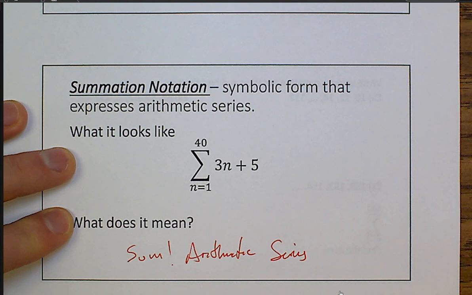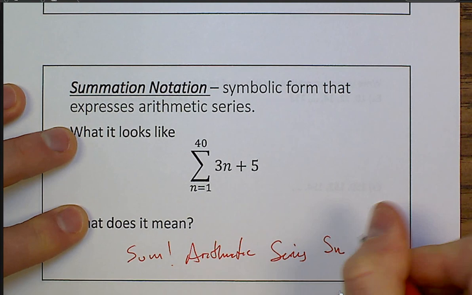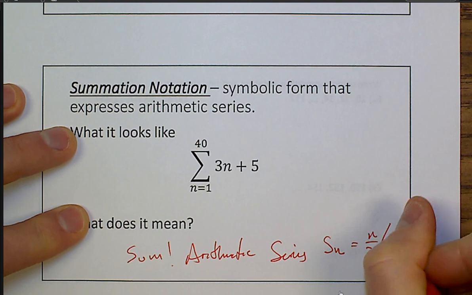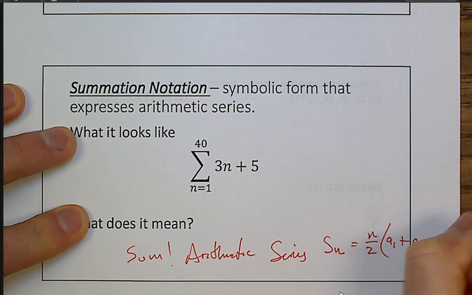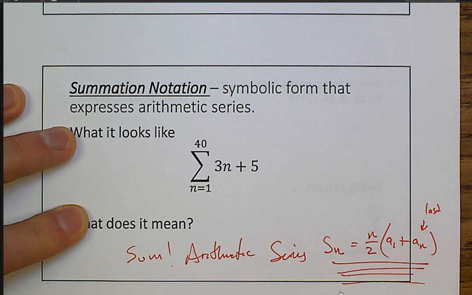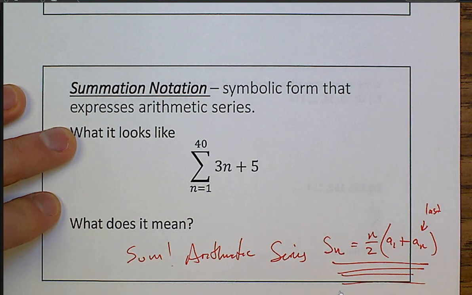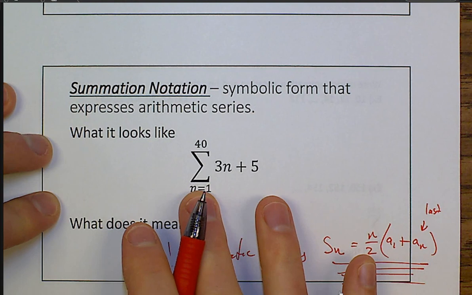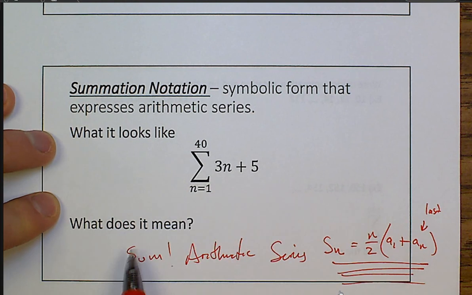And if you remember, that formula was this. You take the total number of terms, divide by 2, you take your first term, and you add it to your last term. Remember, a sub n is your last term. That is what we are doing today. We're just starting a little bit differently. We're starting with something that's in this notation. Now, what does this mean? What does it look like, and what does it mean? Obviously, what it means is we're finding the sum, but let's talk about some things.